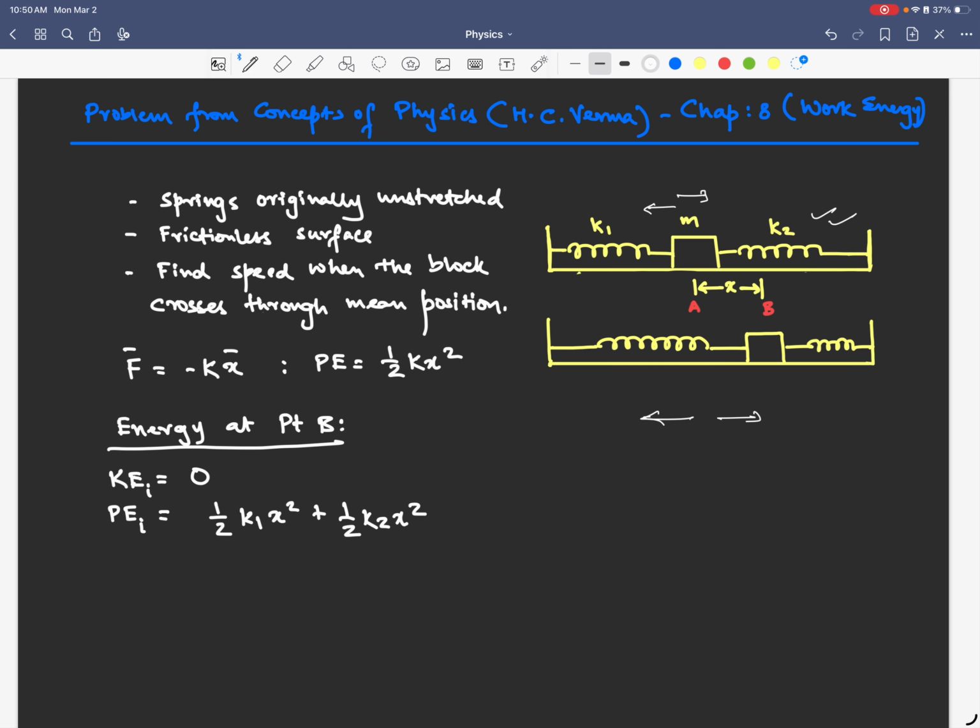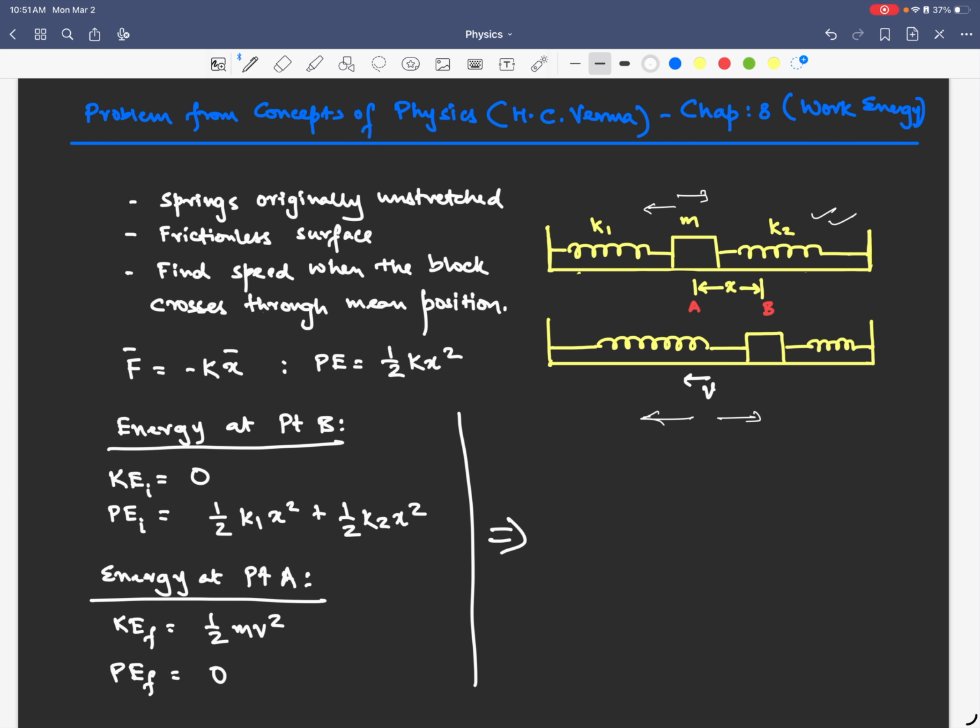Now we could also think about what's the energy at point A, or the mean position, where the body might be coming back. Say it comes back over to the center position and has a velocity v at that point, or the speed v. Now we can say that at that point the final kinetic energy has to be half m v square, right? But there is no potential energy at this mean position because the springs are coming back to their original state, so it is all zero.